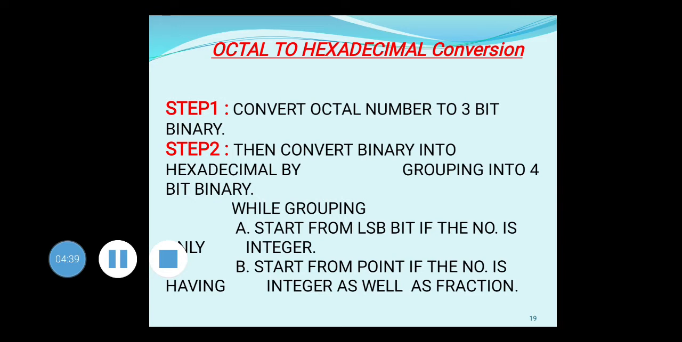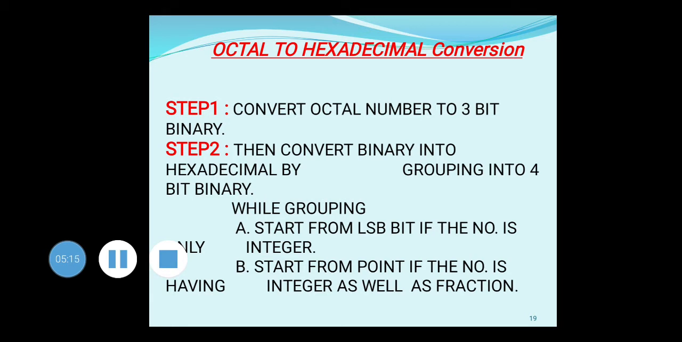After representing all digits by 3-bit binary, step 2, you are going to group these binary bits into 4 bits, and represent each 4-bit group by its hexadecimal number. Now, if the given octal number is an integer, then start from the LSB, start grouping into 4, and then represent each 4-bit group by its equivalent hexadecimal digit.